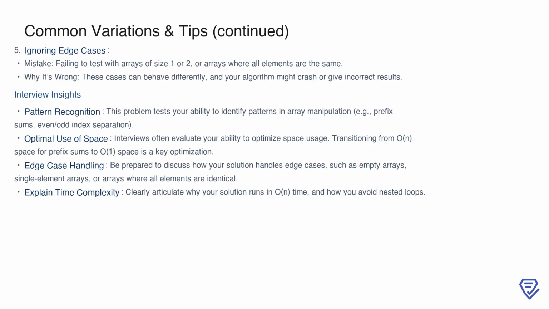From an interview perspective, this problem is a great way to demonstrate your ability to recognize patterns in array manipulation, such as separating even and odd indices using prefix sums. Additionally, it tests your skill in optimizing space usage. Transitioning from O(n) space for prefix sums to O(1) space is a valuable optimization to highlight during discussions. Interviewers may also ask how you handle edge cases, so be prepared to explain your approach to scenarios like empty arrays or single-element arrays. Lastly, make sure you're ready to articulate the time complexity of your solution. Being able to explain why your approach runs in O(n) time and how you avoid nested loops shows a strong grasp of the problem and its constraints.